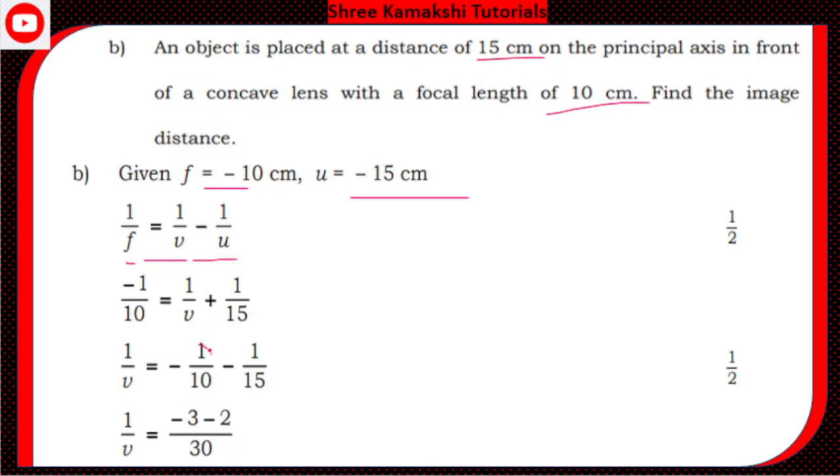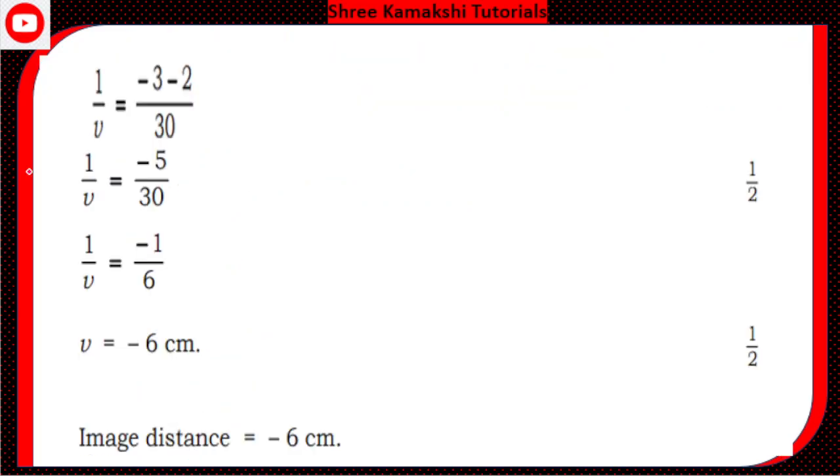10 3s are 30, 3 1s are 3, minus 3 minus 15 2s are 30, 2 1s are 2. That means minus 3 minus 2 divided by 30. That means 1 by v is equal to minus 5 divided by 30. 5 ones are 5, 5 sixes are 30, that means 1 by v is equal to minus 1 by 6. V is equal to minus 6, it's a reciprocal. Understand students? Therefore, the image distance is minus 6 centimeter.